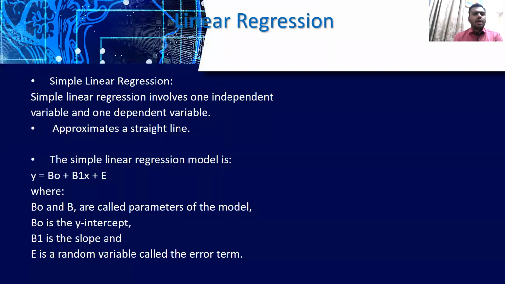Linear regression. The simple linear regression involves one independent and one dependent variable. It's approximately a straight line when drawn on a graph. The equation of this linear regression model is y = b0 + b1x + e, where b0 and b1 are called parameters of the model. b0 is the y-intercept, b1 is the slope, and e is the random variable, also called the error term.